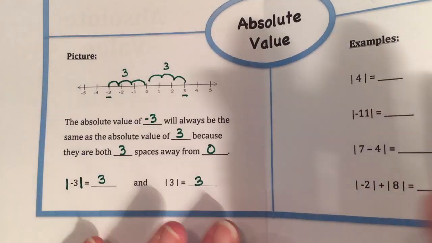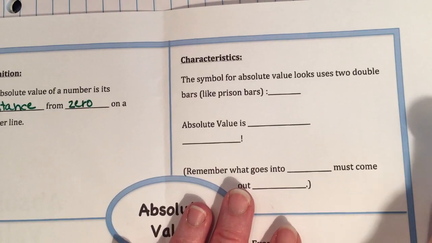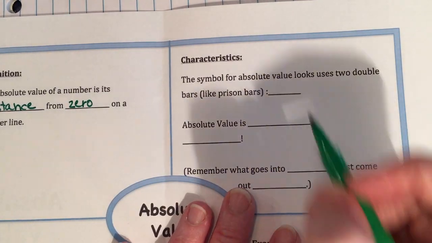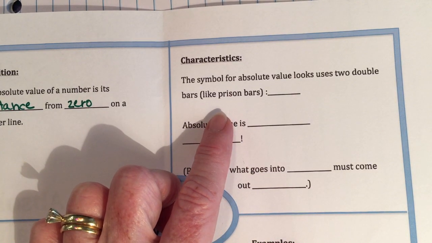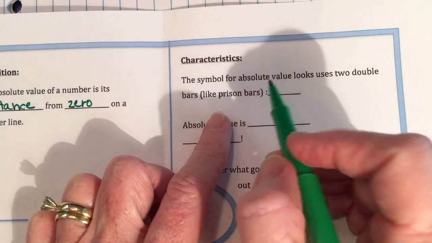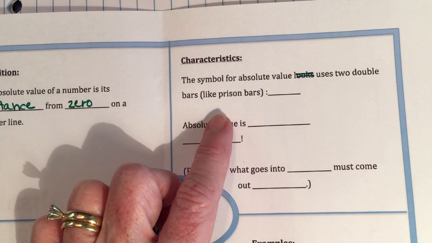Real important to remember. All right, so if we go over here and look at some of the characteristics of absolute value, the first one is just what we talked about just a minute ago. The symbol for absolute value uses 2 double bars, like prison bars.